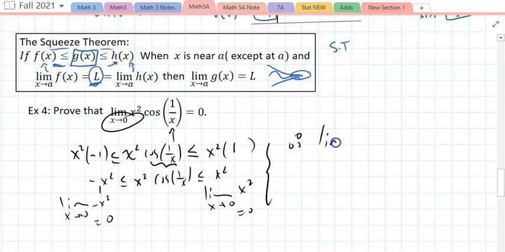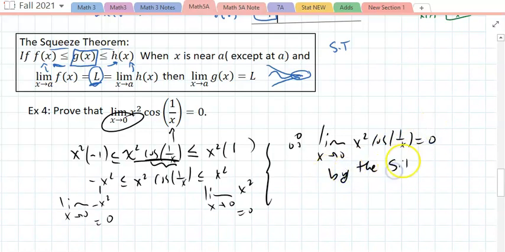Therefore, the limit as x approaches 0 of what's in between, even though it's undefined, equals 0 by the squeeze theorem or the sandwich theorem, however you want to quote it.